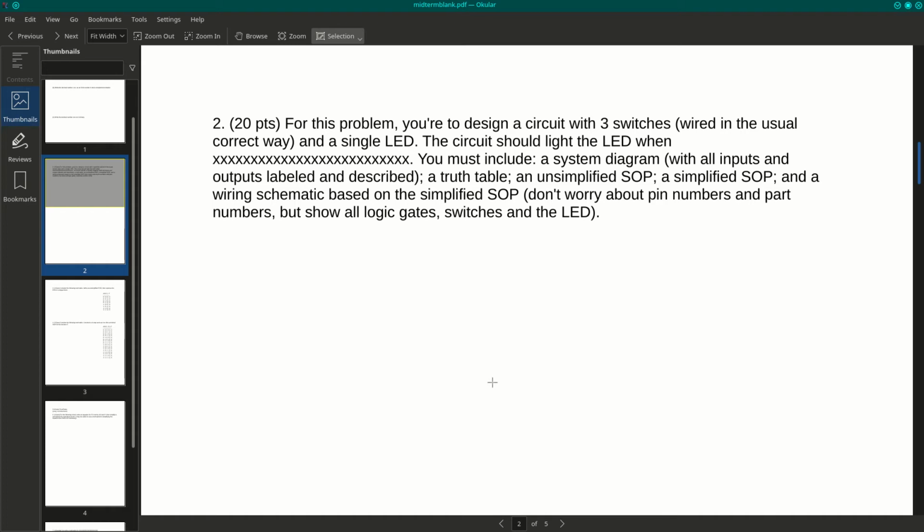Tell me what the inputs and outputs are, make a truth table, unsimplified sum of products, simplify it, wiring diagram. Don't worry about pin numbers and part numbers, but I want to see switches and LEDs and all the logic gates. Okay, so full wiring diagram except for pin numbers and part numbers. So that's question 2.